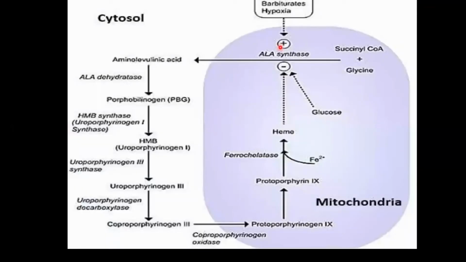Let's look at this phenomenon. Here, the first step takes place in the mitochondria, where two molecules of succinyl-CoA and two molecules of glycine combine in the presence of ALA synthase to produce aminolevulinic acid. This aminolevulinic acid is now transported to the cytosol, or the cytoplasm. In the presence of the next enzyme, ALA dehydratase, it is converted to PBG, the porphobilinogen compound.